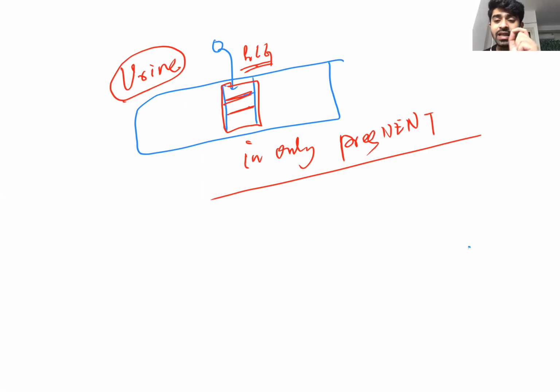Suppose a lady is asking, "Doctor, last night I had some unprotected sex and I might get pregnant. So what should I do? When should I use the pregnancy test kit? Should I use it tomorrow or today, or at least 7-8 days after?" Can you tell me what's the answer?